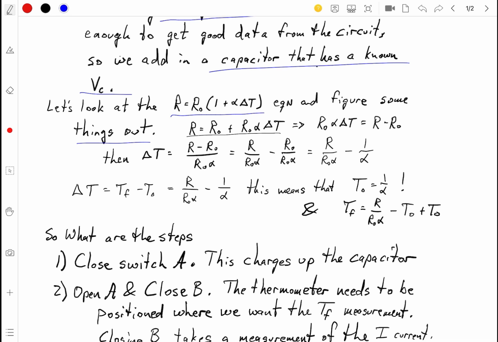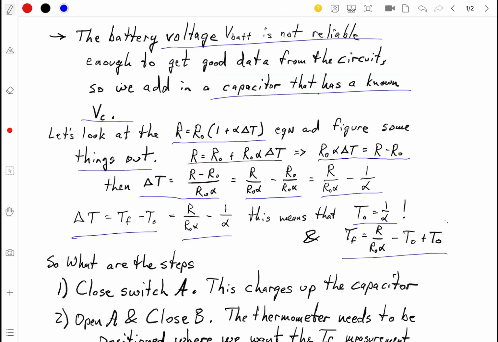Go through and do a little algebra if you feel like you need to, and go through all these different steps. We're going to solve these things, and we're going to notice that T naught is equal to 1 over alpha, and our T final is there. We still have a little bit of math to do before we get done here, but we're going to stop with this equation right here.